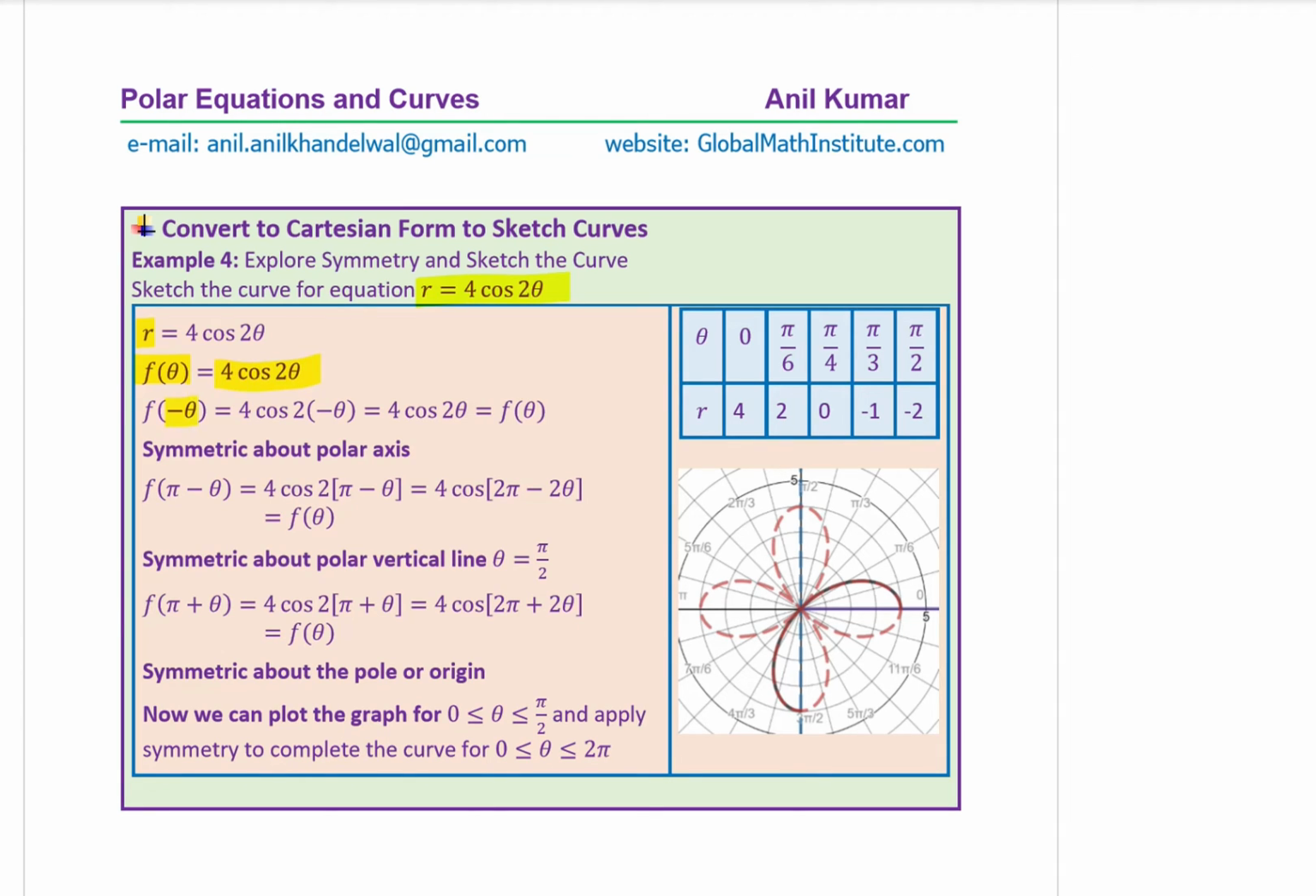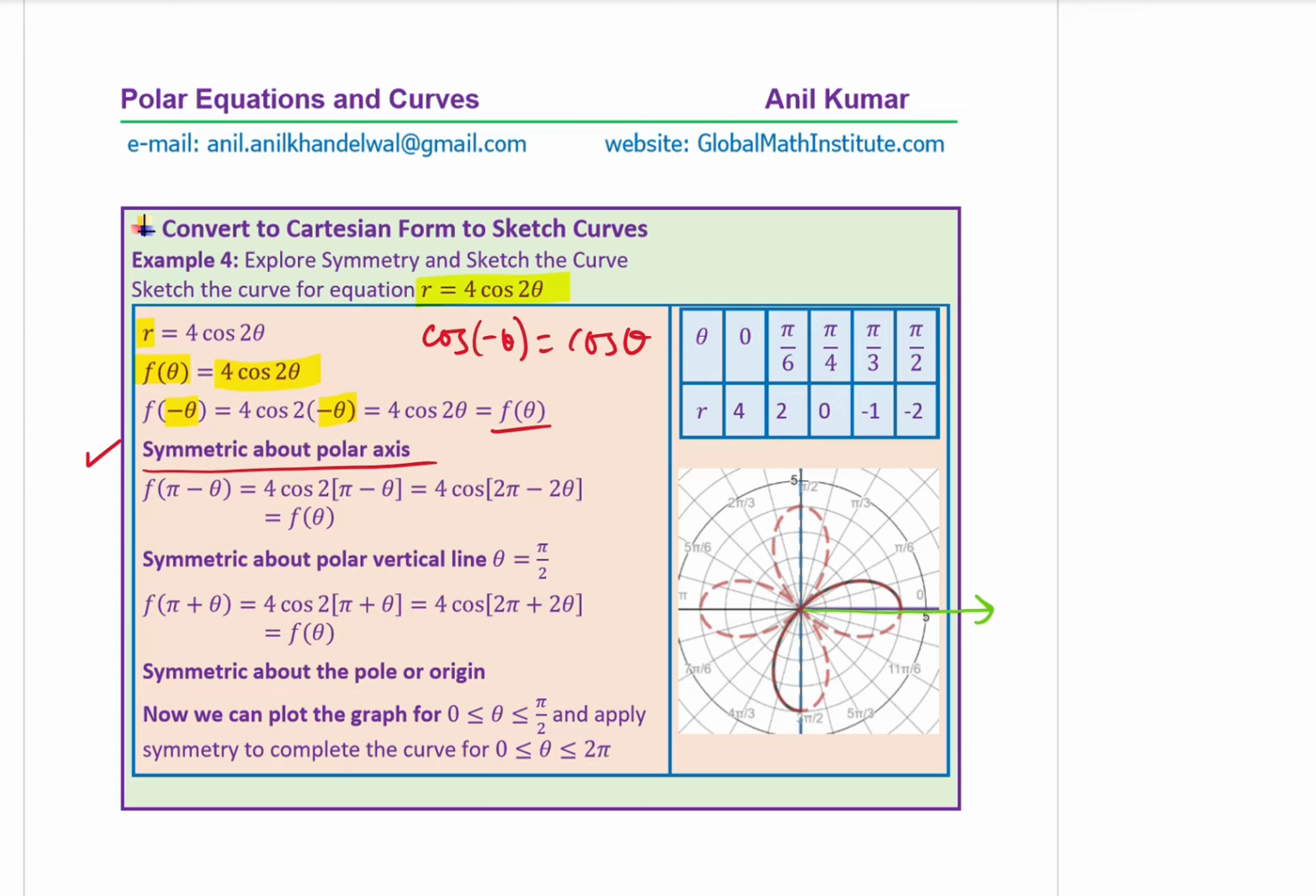What is f of minus theta? Replace theta with minus theta. When you open this up, cos of minus theta is cos theta, right? You know that cos is an even function. So we know cos of minus theta equals cos theta, and therefore we get the result as f of theta. That means it is symmetric about the polar axis. So we got the first symmetry. So if I'm going to sketch, this is my polar axis, right? So it is symmetric about the polar axis.